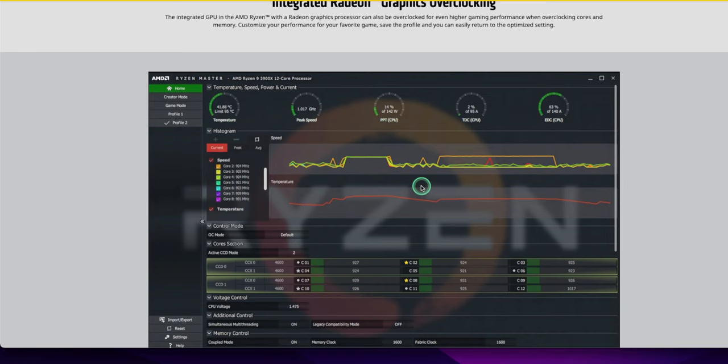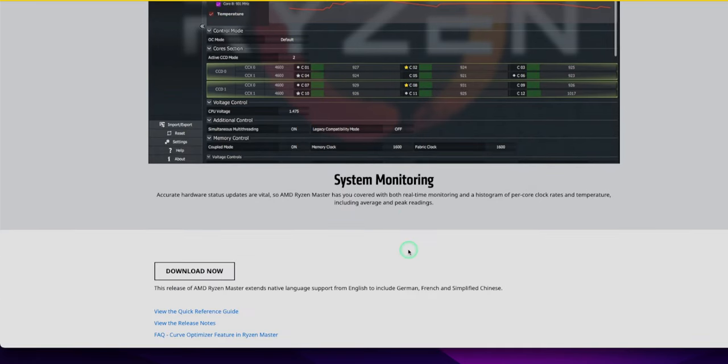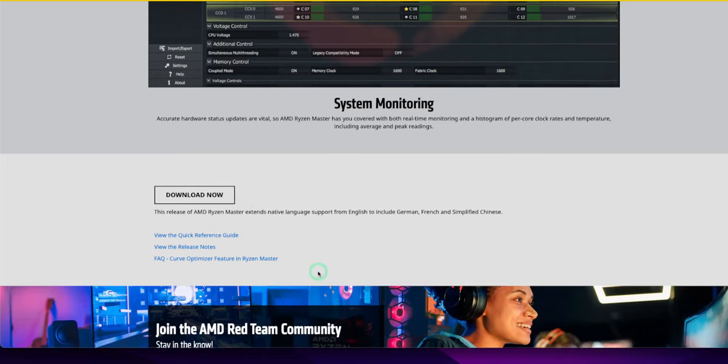He's in the home page. I need to go look at that. System monitoring. Ooh, you can download it. Oh, here we go. Curve optimizer feature in Ryzen Master. View the quick reference guide.